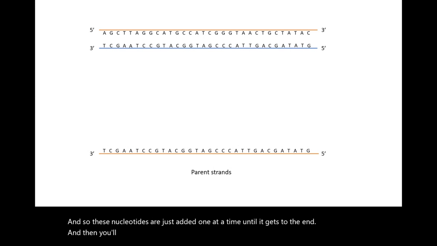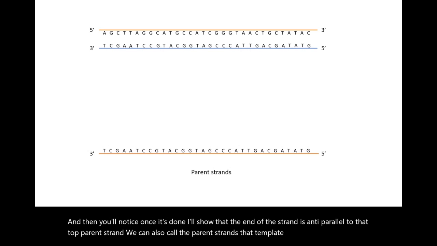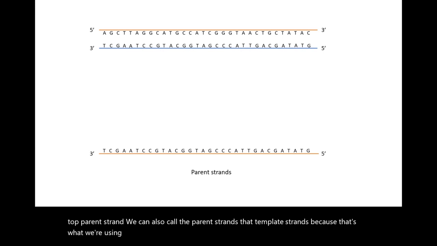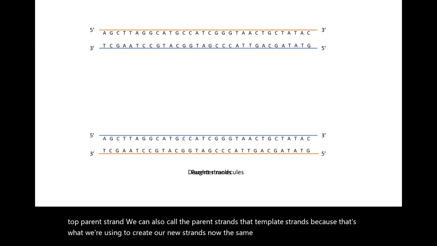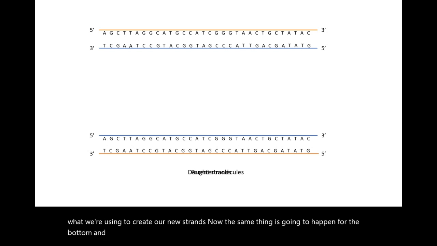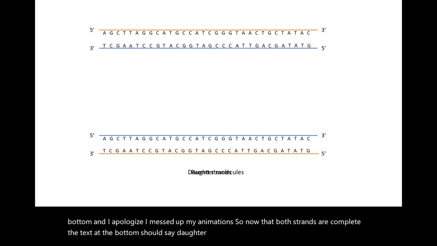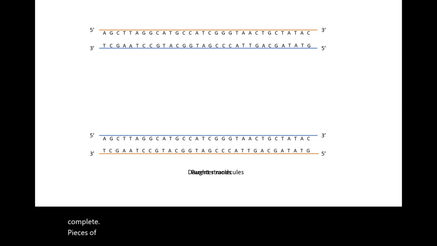Once it's done, you'll notice the end of the strand is anti-parallel to that top parent strand. We can also call the parent strands the template strands because that's what we're using to create our new strands. Now, the same thing is going to happen for the bottom. I apologize, I messed up my animations. So now that both strands are complete, the text at the bottom should say daughter molecules. That means we now have two complete pieces of DNA. Okay, I apologize for that animation mistake.